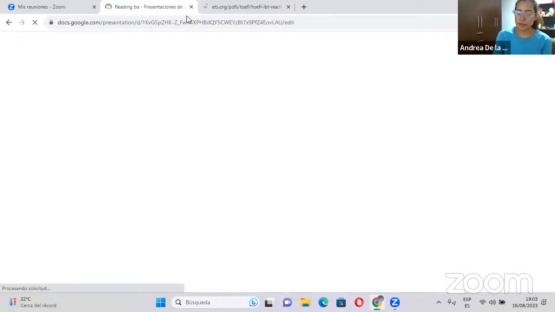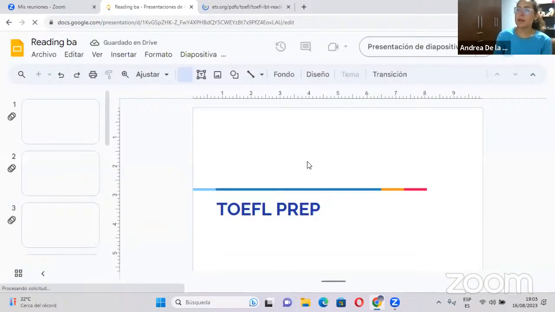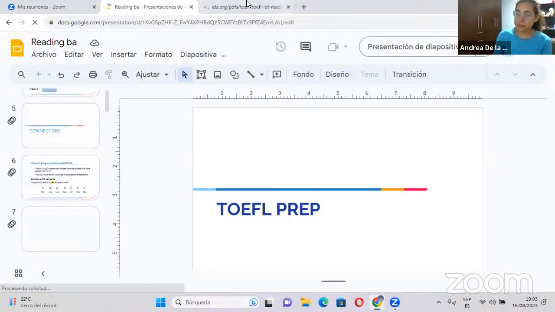Hey guys, so today we're going to continue working on the reading section. Yesterday we started working on the reading section. We took a look at the structure of the reading, the format, the timing. Also we said that there were 10 different types of questions in the reading part, and I remember that we started looking at one type of question from the reading, right, which was detailed questions.